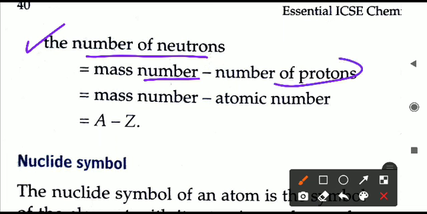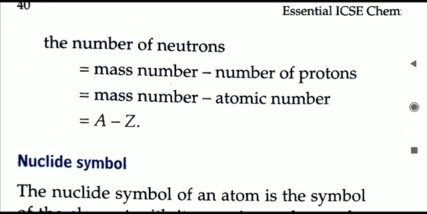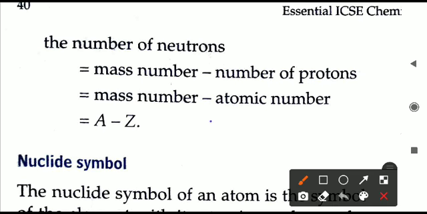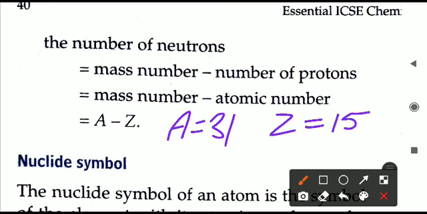और proton का number क्या होता है? Proton का number atomic number होता है. So another formula also comes now. Number of neutrons is equal to A minus Z. So just one example now. If mass number is 31 and protons are given 15, now you tell what is the number of neutrons. Like this, a question will be asked.